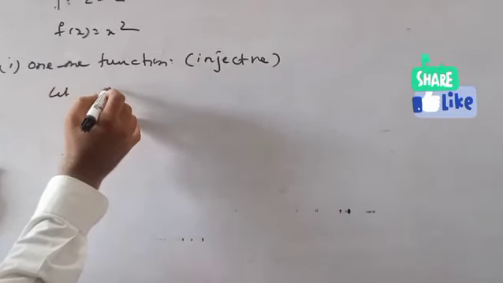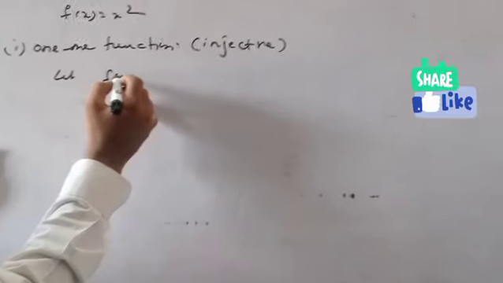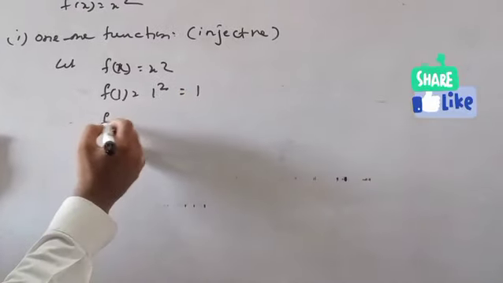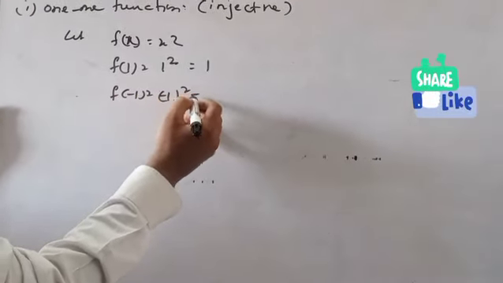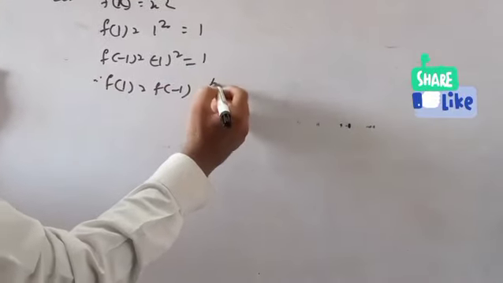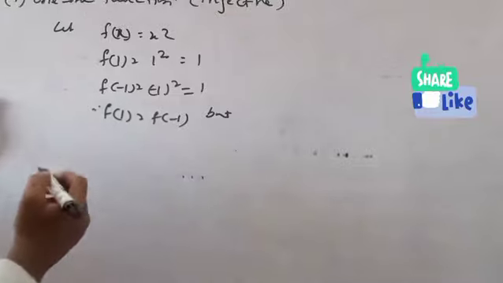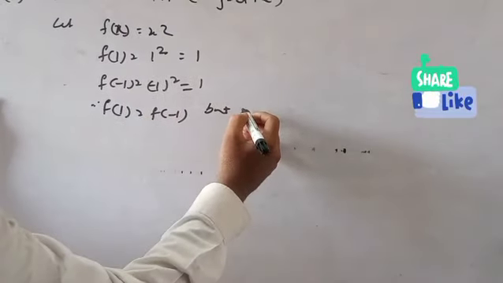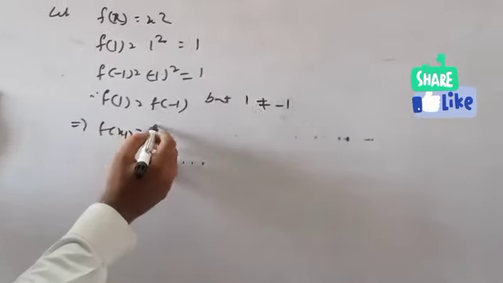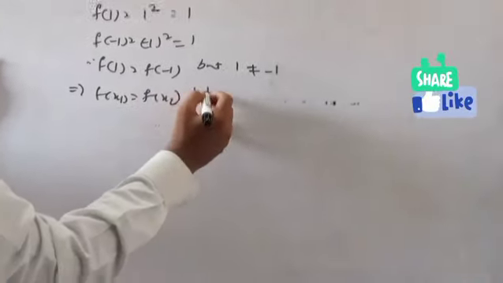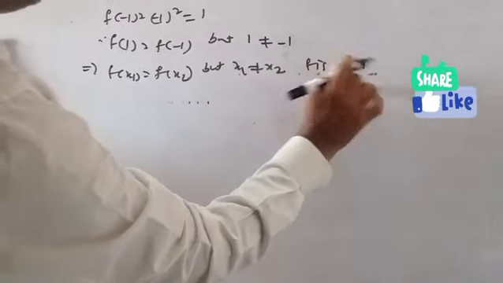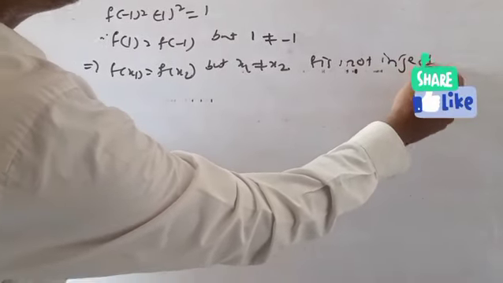Let x be in Z. Take 1: f of 1 is equal to 1 square, that is, the value 1. F of minus 1 is minus 1 square, its value is also 1. Therefore, f of 1 is equal to f of minus 1, but 1 is not equal to minus 1. This implies f of x1 is equal to f of x2, but x1 is not equal to x2. Therefore, f is not an injective function.